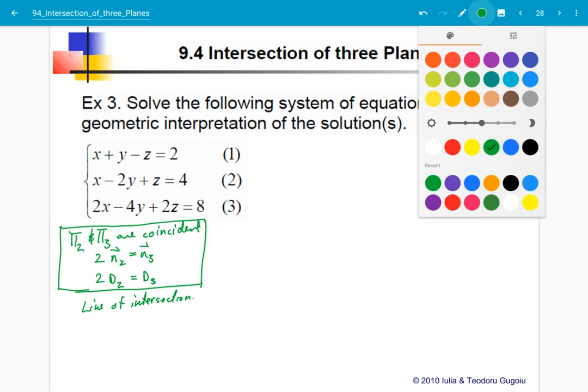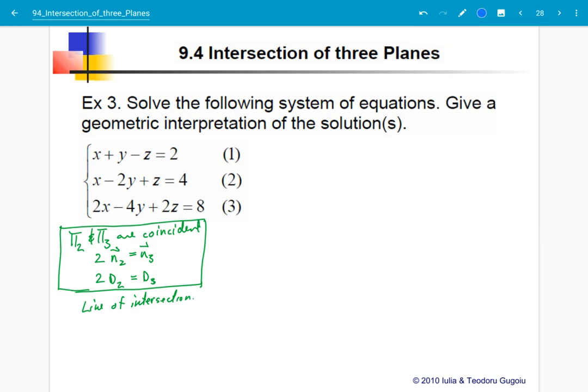All right, so I'm going to work over to the right here. I'm going to use equation 1 and 2. And I'm just going to eliminate z, I guess. I'm going to add 1 and 2 together. I get 2x minus y is equal to 6. I need the equation for that line, so I'm going to let x equal t. I could have let y, but then I have to divide by 2 and end up with fractions. So when I let x equal t, then y is 2t minus 6.